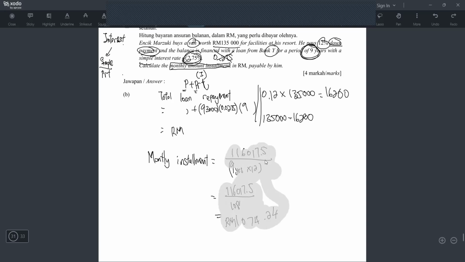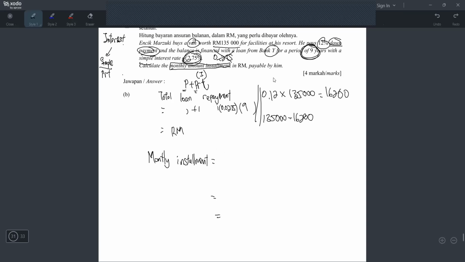Okay, so let's do it again. This one just erase the principle only. Sorry, this one I tulis salah already. So let's do it again. 135000 minus 16200 is 118800. So the amount you pinjam from bank is 118800. This is the amount you borrow from bank. But when you pay back, you have to pay some interest. So the interest formula is PRT: principal times the rate times the time.